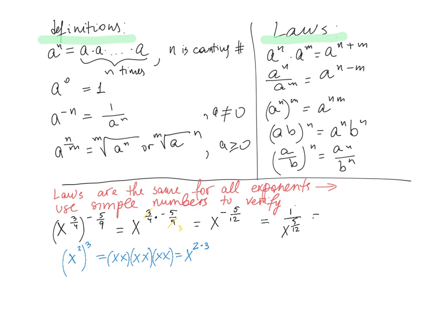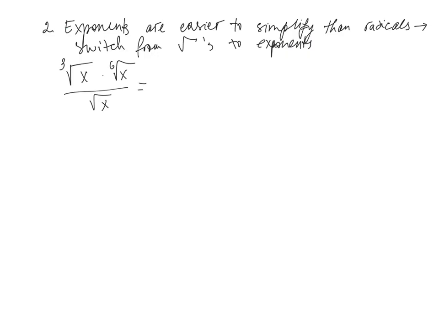If you need, you may need to write it in a radical form. So this is x, 5 is on top, and 12 is the denominator, so that shows you the root. But we usually don't do this. This is good enough. Okay, second idea. Exponents are more flexible, easier to simplify than radicals. So whenever you need to simplify radicals, switch to exponents.